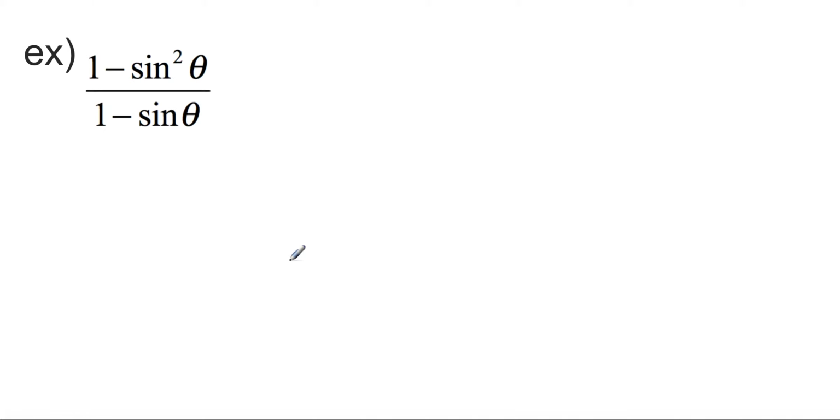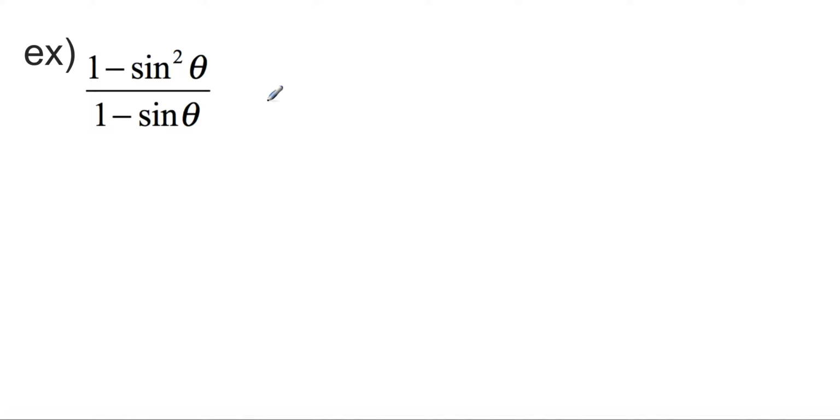Let's try another. This is also a very common one. 1 minus sine squared theta over 1 minus sine theta. You cannot cancel anything out at this point in time. The sines do not cancel like this.